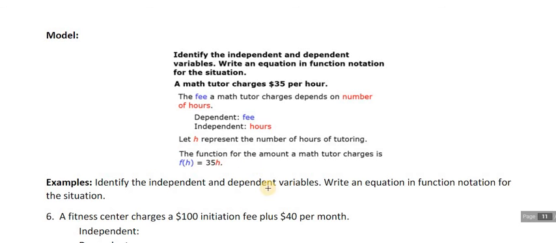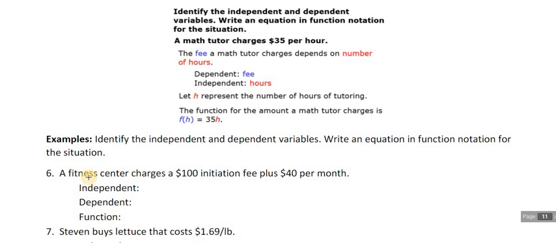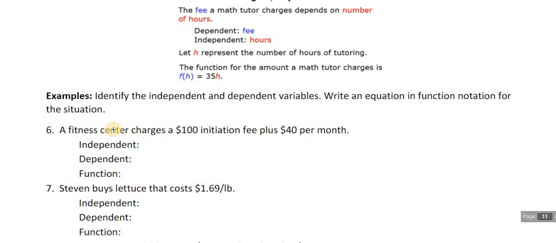Okay, so now we're going to start tying some numbers to these situations. Number 6 says that a fitness center charges a $100 initiation fee plus $40 per month. Okay, so we see that word per, and it's months. So it's almost easiest to write our expression that it's $40 per month, so we're going to multiply 40 times m, and then we're going to add our initial cost of $100. And what we get as a result is the total cost.